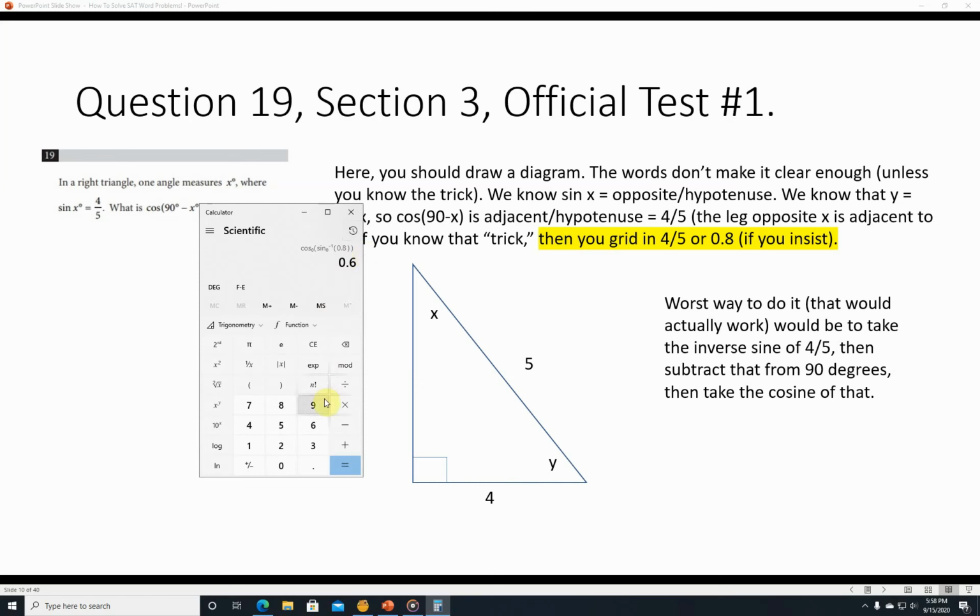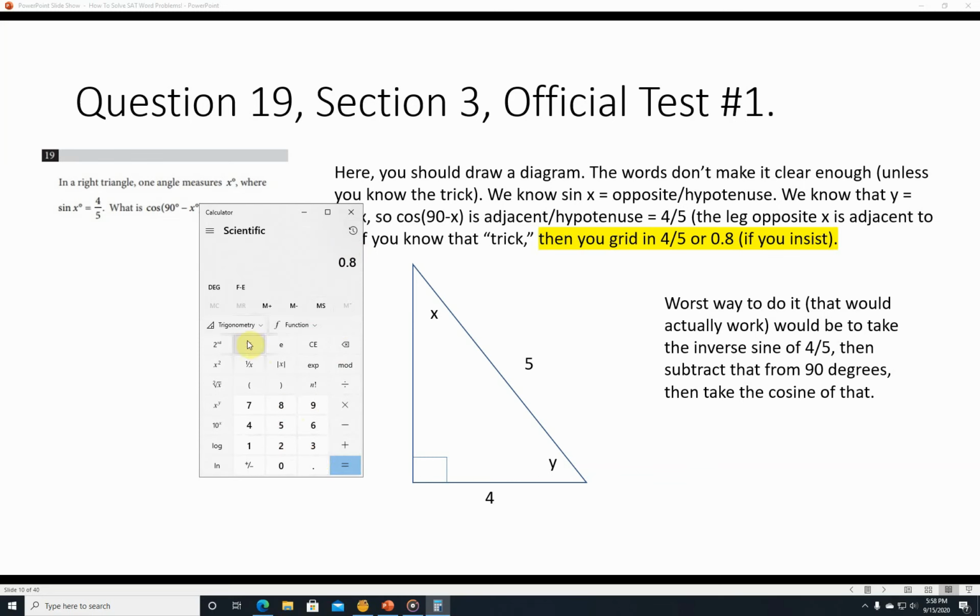So that's going to be, oh wait a minute, I did it wrong. See, that's one reason you don't want to do it: there are too many moving parts. Okay, so you go 4 over 5. Then we take the inverse sine, 53.13. Then you have to subtract it from 90. That's where I made a mistake here. All right, let's start over again.